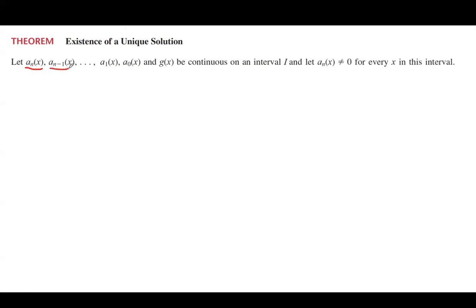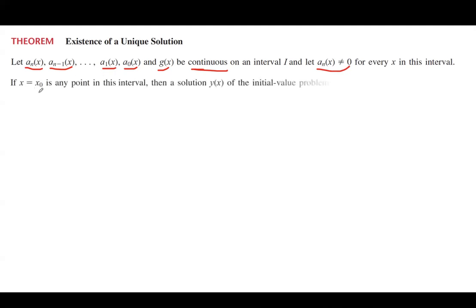Existence of a unique solution. So what do we have here? Suppose a sub n minus 1, ..., a sub 1, a sub 0, and g of x are all continuous functions on interval I, and suppose the leading coefficient is non-zero.